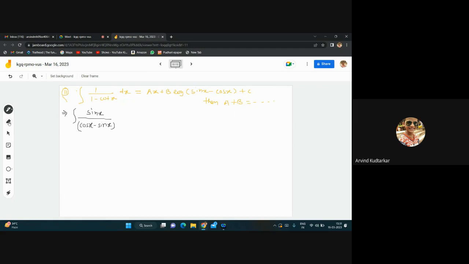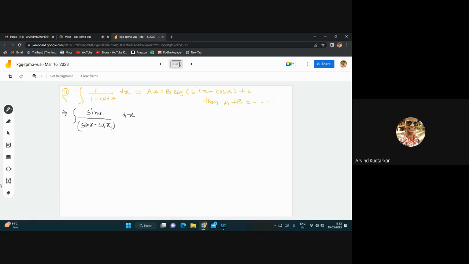Wait. Here cot means cos by sin, and when you are taking their LCM, you get sin x minus cos x upon sin x, and that sin x will shift to the numerator into dx. So further, you have to get the term sin x minus cos x in the numerator.